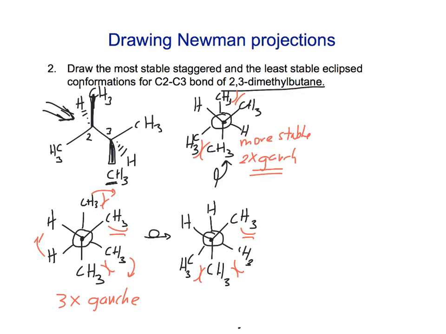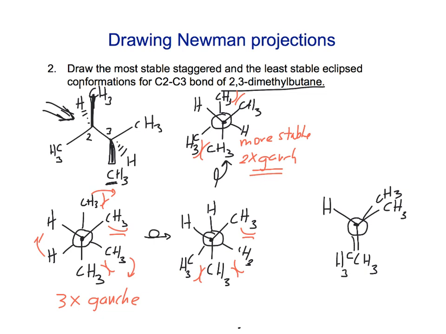All right, so let's draw the least stable eclipse then. The least stable eclipse is going to be the one that has the most steric strain, and that means that the biggest groups are going to be eclipsed to one another. So if we have 2 methyl groups on the front carbon, they're going to be eclipsed with the 2 methyl groups on the back carbon. So I'm going to have 2 methyl groups together like this, and then I'm going to have 2 methyl groups.